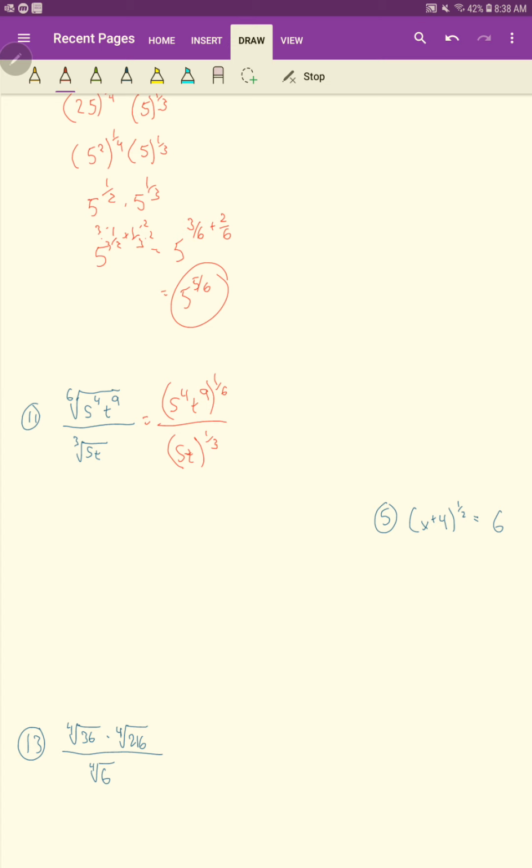Now at this point, we do have some common bases here, the s to t, but they're both in parentheses, so we need to take care of these exponents. So this 1/6, that can distribute. Since this is multiplication in here between the s to the 4th and the t to the 9th, we can distribute that 1/6 so it looks more like this.